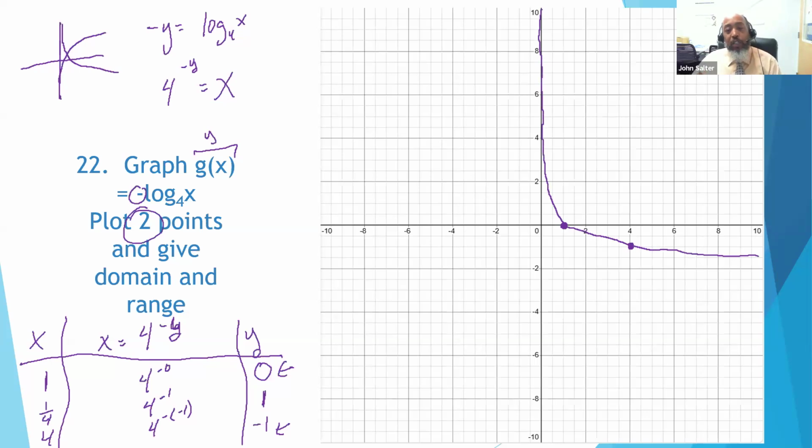So what's my domain and range? Domain is how far left to right. So my domain starts at my asymptote but never touches my asymptote, and it goes to infinity. My range, this is going to keep going downward, so it's going to go from negative infinity all the way up to positive infinity. We okay?